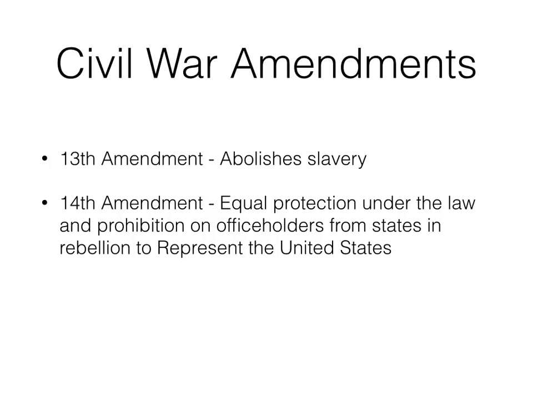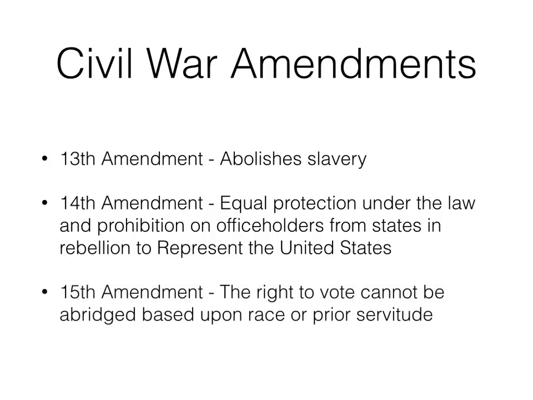So that obviously is not a really valid part of the 14th Amendment anymore because there aren't any states in rebellion. The 15th Amendment says that the right to vote cannot be abridged based upon race or prior servitude. These are the three key amendments that the North gets to secure what it was fighting for during the Civil War. And you'll notice that all three of them are basically targeted at racial equality in one way or another.